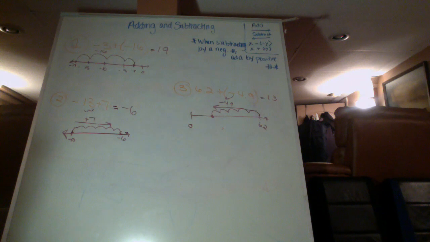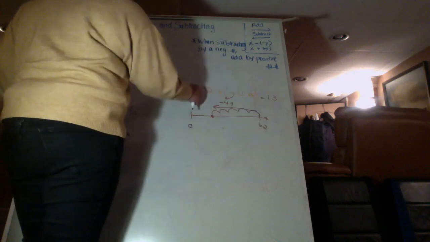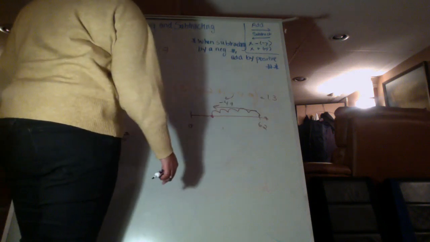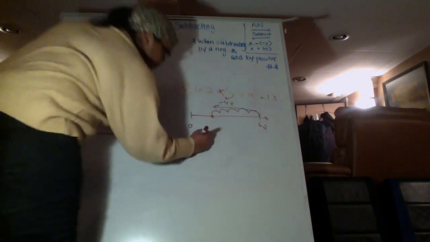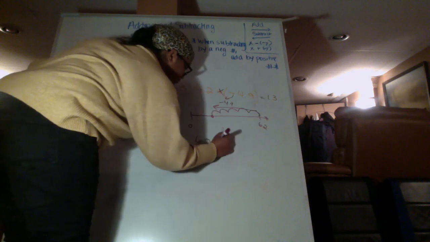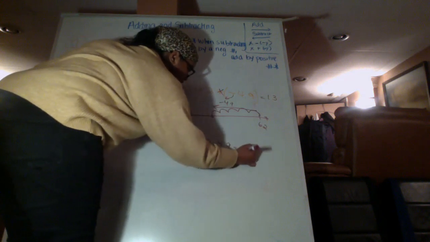Because basically, this positive technically kind of cancels out, because 6.2 is more than 4.9. So basically, when I look at these, I literally just look at it as 6.2 minus 4.9. And then that gives me 1.3.